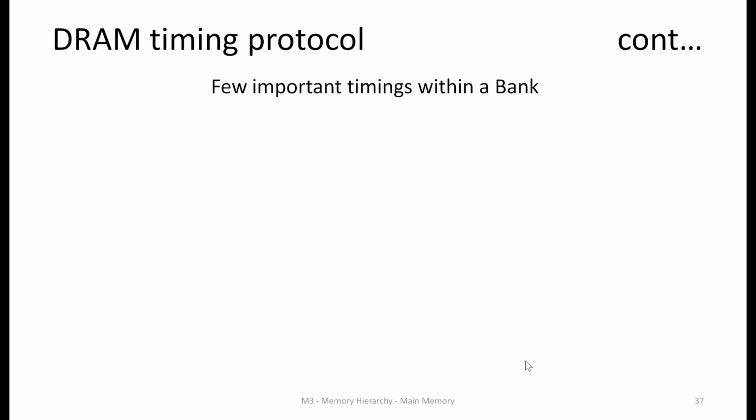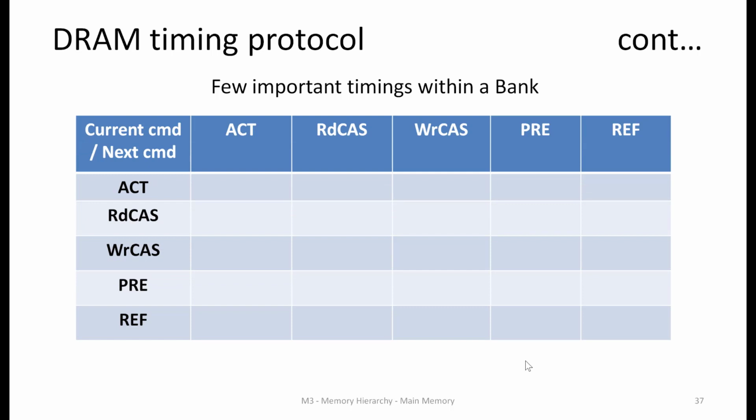A few important timings that we have seen for a bank. So if we consider this as the current command in y-axis and in x direction, we have the next command. If we want to follow up an activate by another activate, it is not possible because we need to close the page first. So this is not a valid combination. If we want to follow up an activate with a read cache, we need to wait for TRCD time. If you want to follow up with a write cache, we need to wait for TRCD time. If you want to send a precharge to the same bank after an activate, we need to wait for TRAS time. And if you want to send an activate to the bank after an activate, assuming that it is closed promptly, the minimum time that we need is TRC.